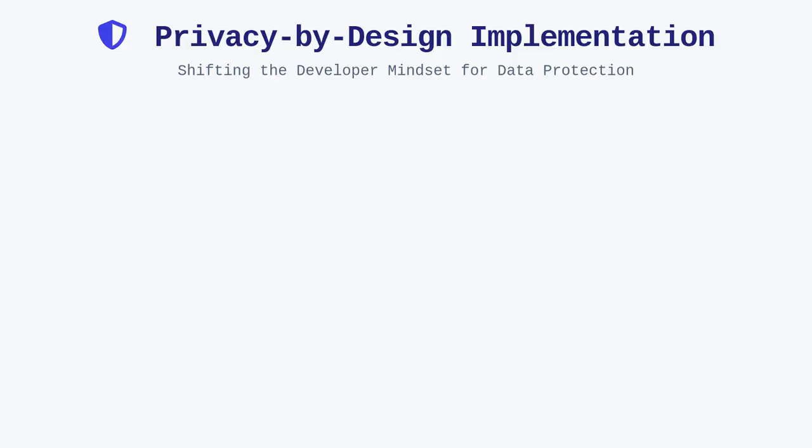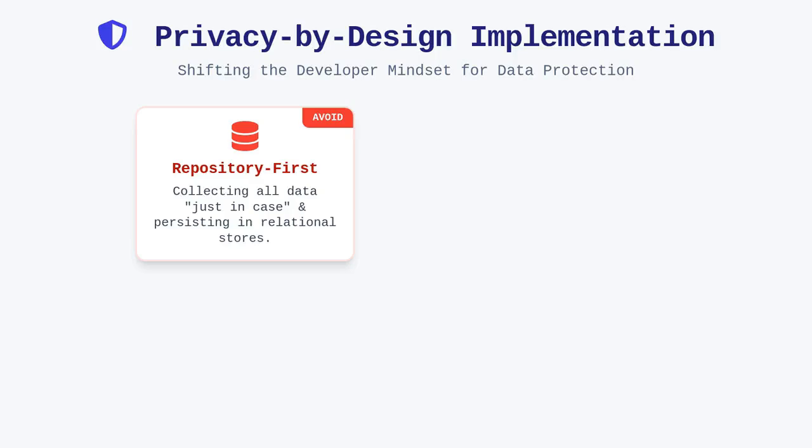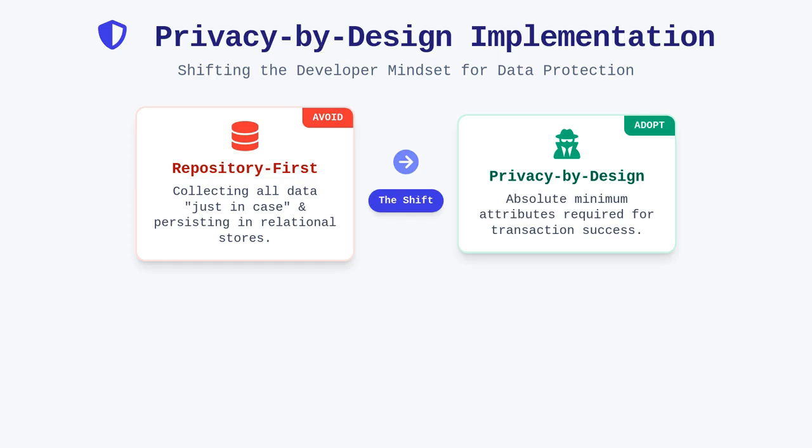Implementing these controls requires a shift in the developer mindset, moving away from a repository-first approach toward a privacy-by-design methodology. When you are configuring your database schemas or API endpoints, ask yourself what the absolute minimum set of attributes is required for a transaction to succeed. If a specific device identifier is only used for session-based fraud detection, it should exist only in memory or a volatile short-term cache rather than being persisted in a relational store.